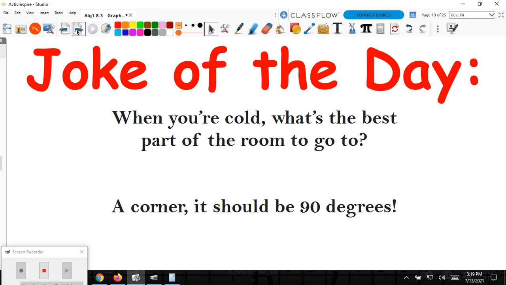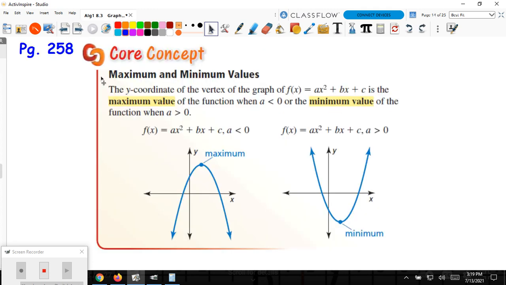All right. Let's go on to our maximum and minimum values. A lot of times we say max or min for describing these. It is simply whether the parabola is opening up or down. If it's opening down, we're going to have a maximum point at the top. Our vertex will be at the top. If it's opening up, it's going to be a minimum point for the shape down at the bottom.